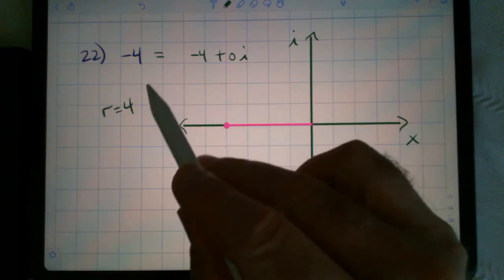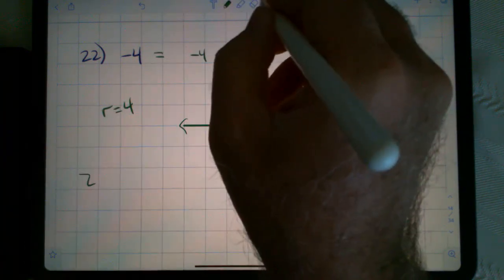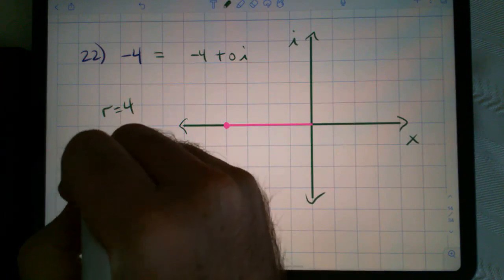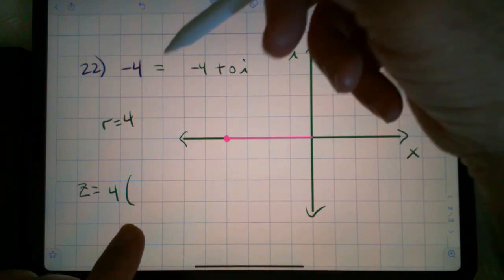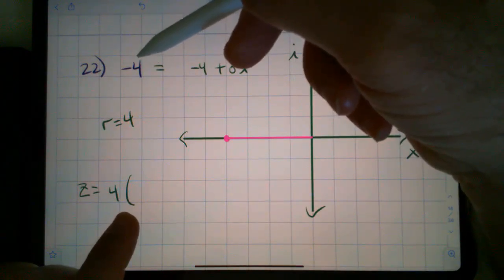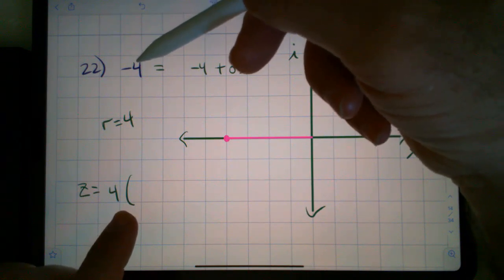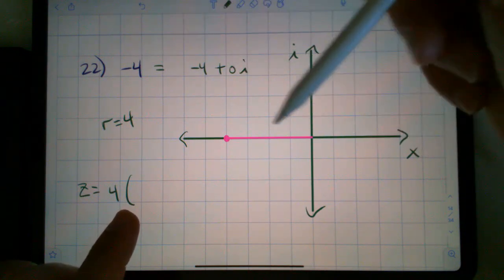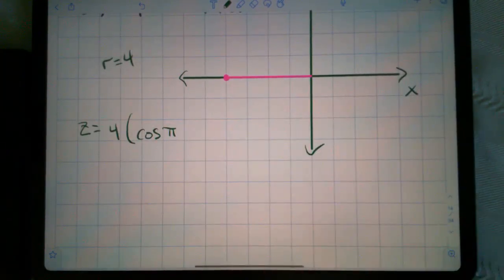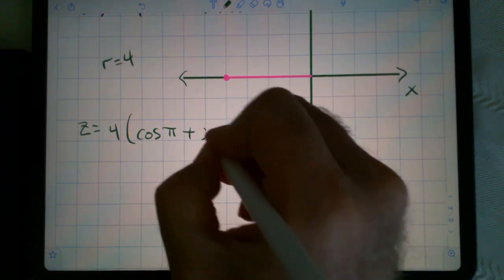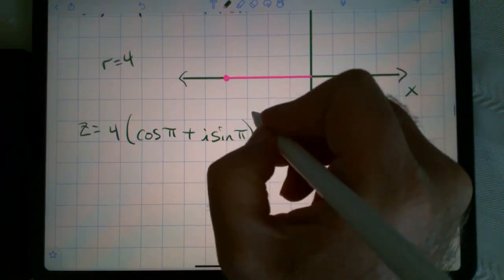And looking at this, we come up with z is equal to 4 times, now this is what I want to come out with. 4 times -1 is -4. Cosine of what is -1? And that's pi. So this is going to be cosine of pi, and then sine of pi is 0. So this would be your final answer.